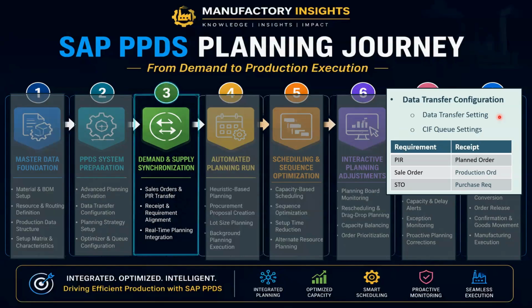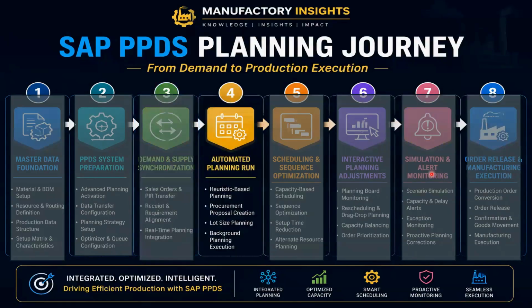From the requirement point of view, it might be a planned independent requirement, or it may be a sales order or stock transport order that needs to be synced with the PPDS. And after the planning run, the system may propose planned orders or purchase requisitions. Those receipts also need to be synced between the different systems, that is, PPDS and SAP. With this information, let's move to the next section, that is automated planning run.